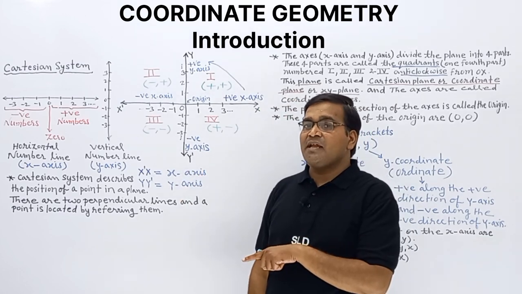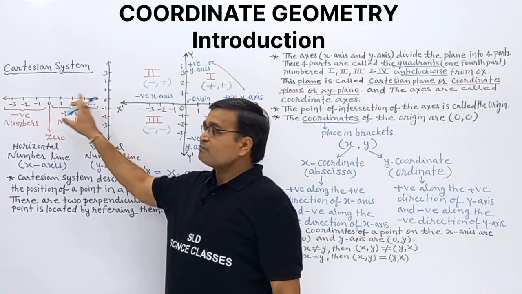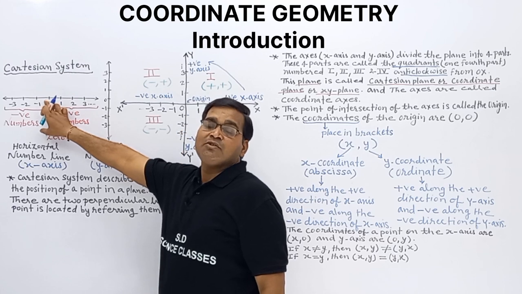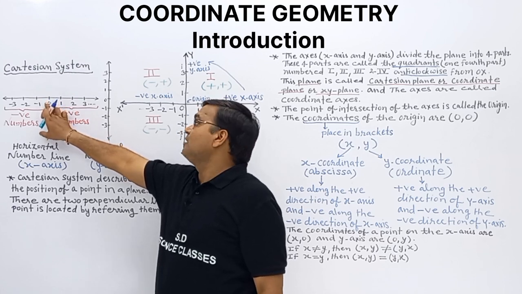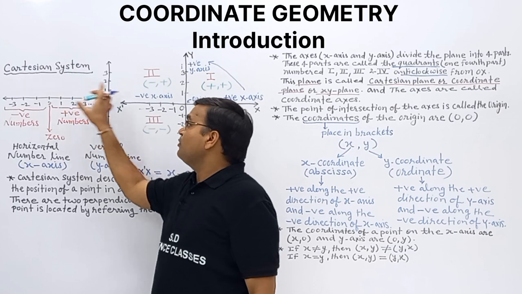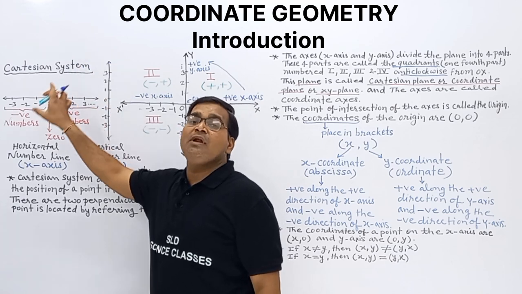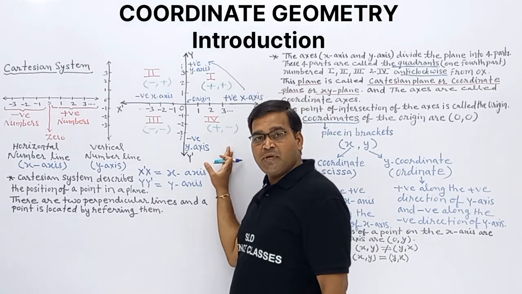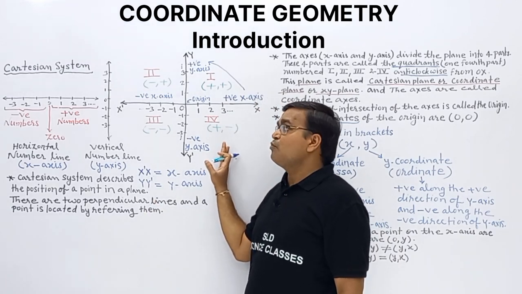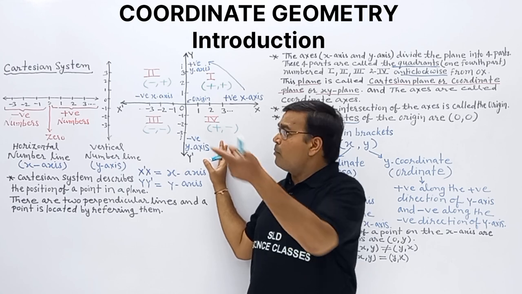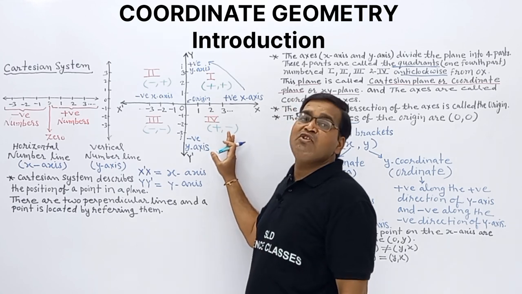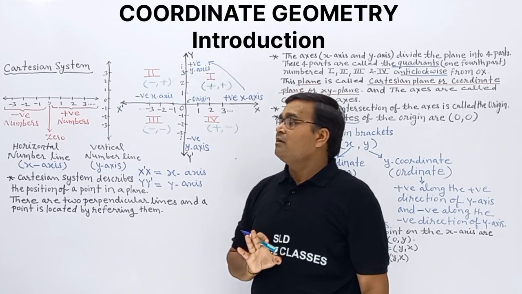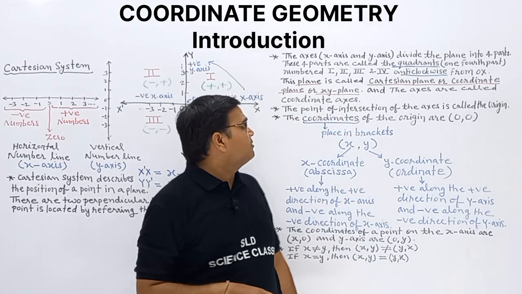And how do we get this plane? Once we put the vertical number line perpendicularly at 0 of the horizontal number line, then we get this plane. This complete thing is the Cartesian system, and this plane is called the Cartesian plane, XY plane, or coordinate plane. Clear?